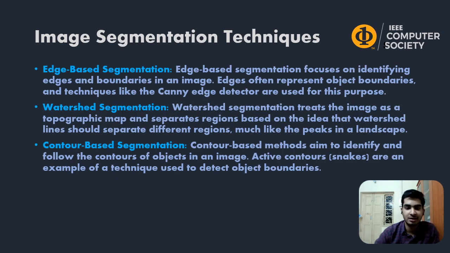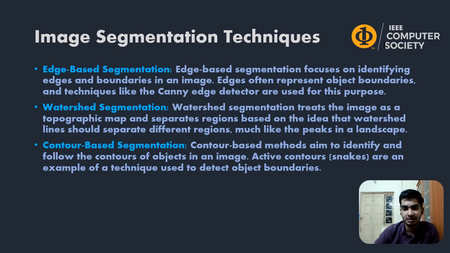Edge-based segmentation. Edge-based segmentation focuses on identifying edges and boundaries in an image. Edges often represent object boundaries, and techniques like the Canny edge detector are used for this purpose. Watershed segmentation. Watershed segmentation treats the image as a topographic map and separates the regions based on the idea that watershed lines should separate different regions, much like peaks in the landscape.